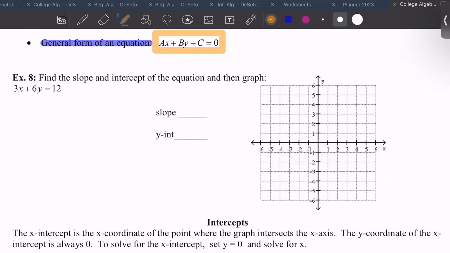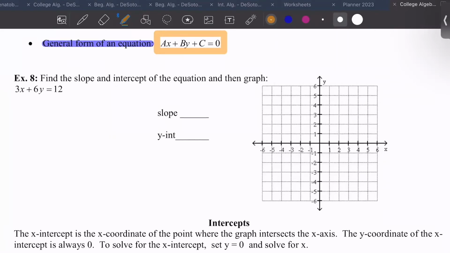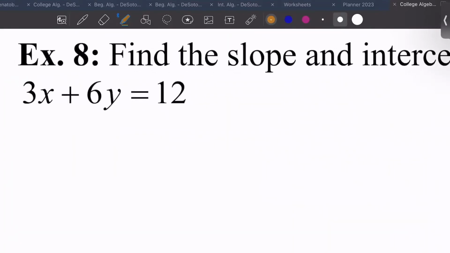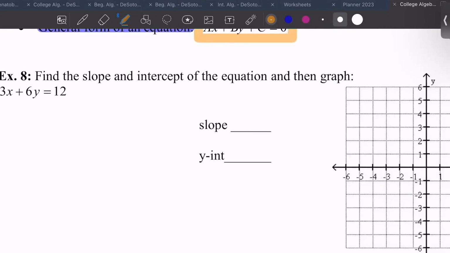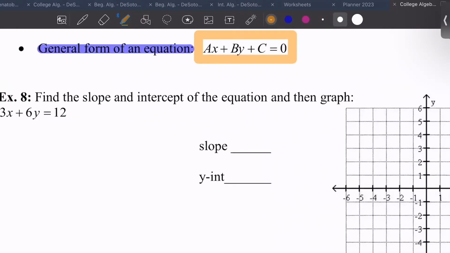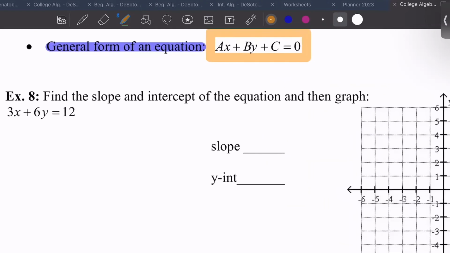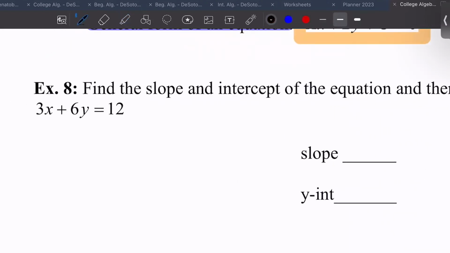So here we have: find the slope and intercept of the equation and then graph. And we have 3x plus 6y equals 12. Okay, this is in general form, right? Let's put it into y-intercept form, so we need y equals mx plus b. So we're going to subtract 3x from both sides first, and we get 6y equals -3x plus 12.